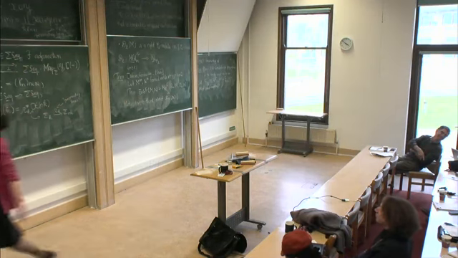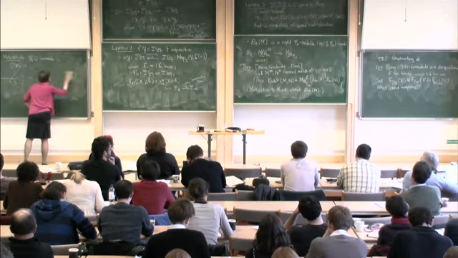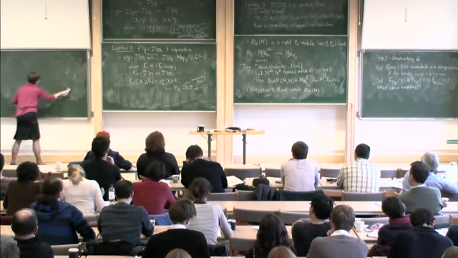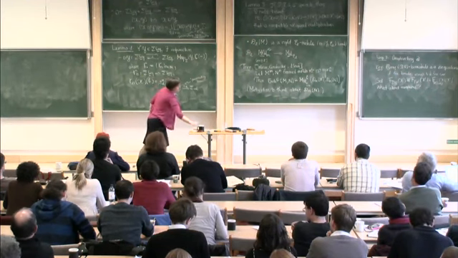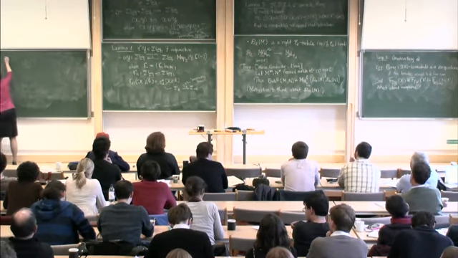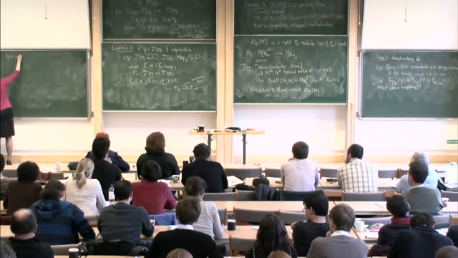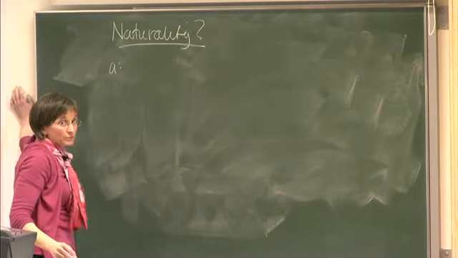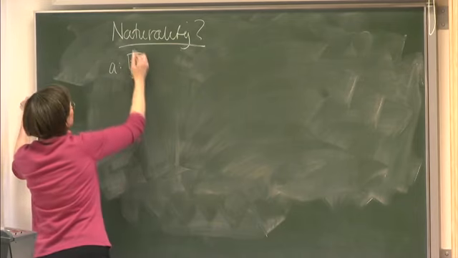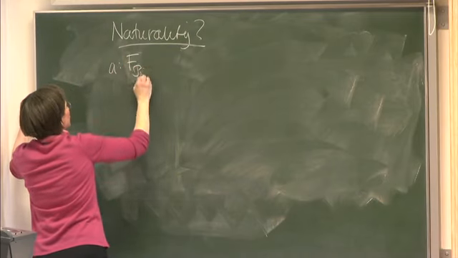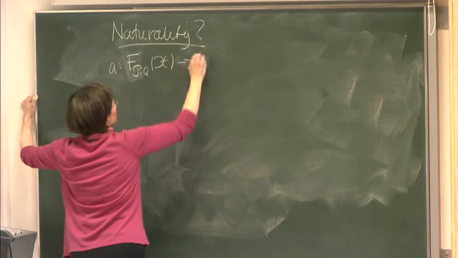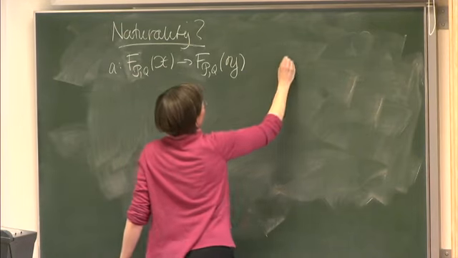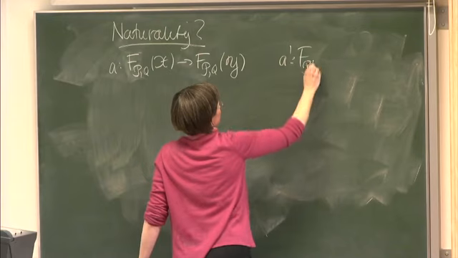So we need some sort of naturality. And this is where this natural transformation tau is going to come into play. So suppose that I have two morphisms of free bimodules. So A from F_PQ of X to the free bimodule on some Y. And say A prime, the same thing but with primes everywhere.